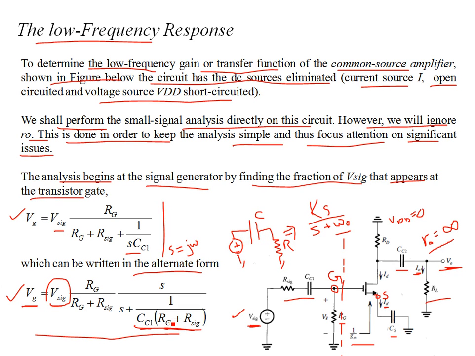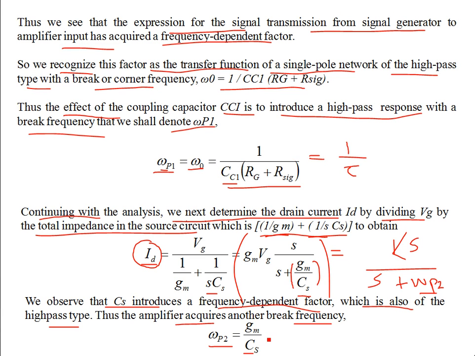This is omega P1, and this is omega P2. The difference of omega P2 with regards to omega P1 and P3 is that it consists of the transconductance parameter Gm. Omega P2 is usually larger than omega P1 and P3. This implies that omega P2 is going to set the 3 dB frequency of the MOSFET low frequency response.